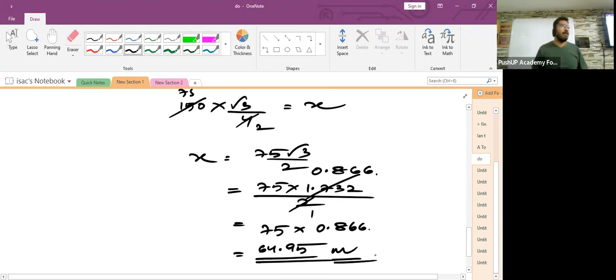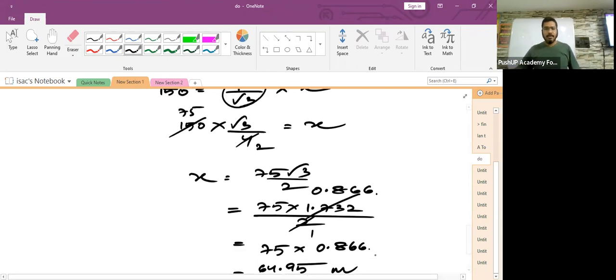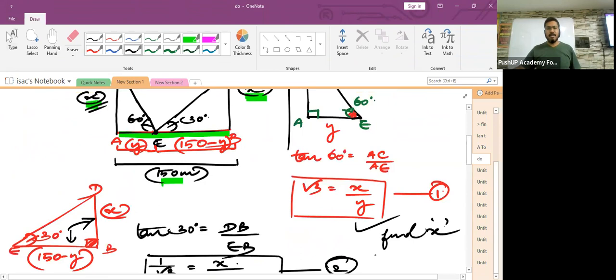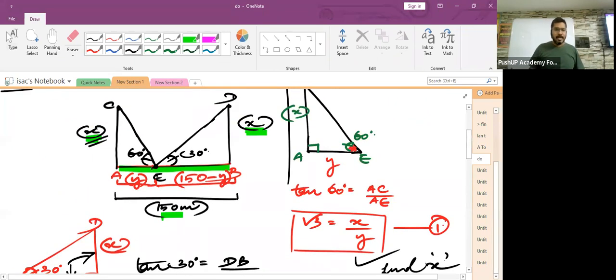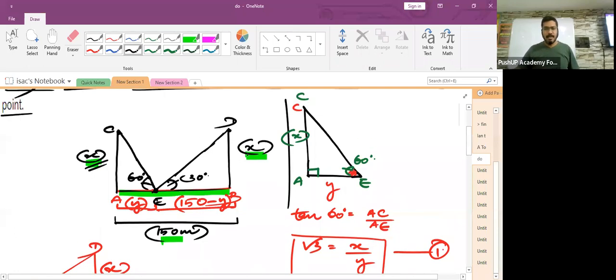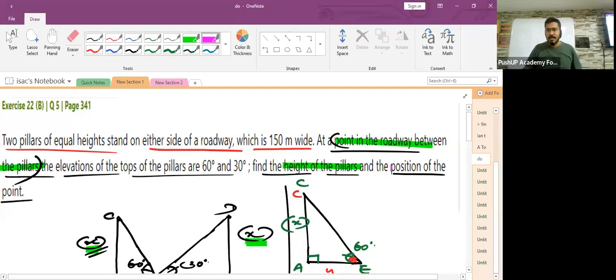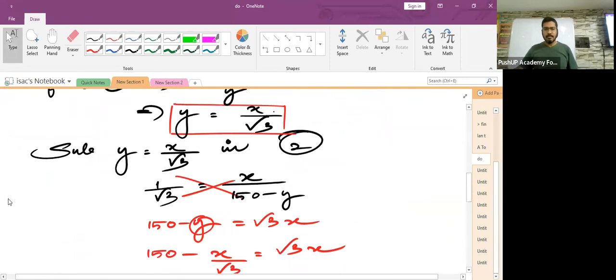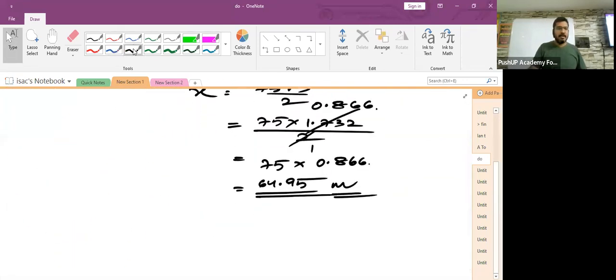Okay, fine. Now, children, if you have got the value of x, you should be finding the value of y even. Why? Because they were asking us what is the distance of this point from the pillars. Did you notice the second part of the question? You had to find the position of the point. Now listen to this part. All of you stop doing and listen to this. I'll draw one more extra figure.